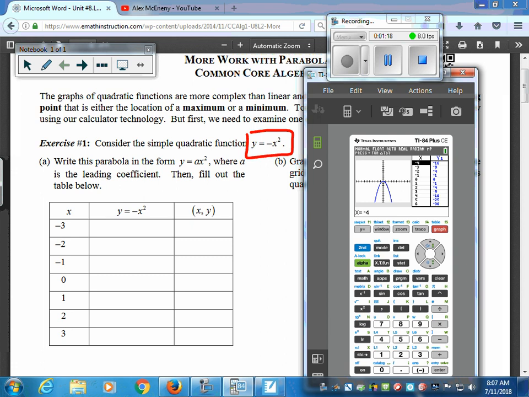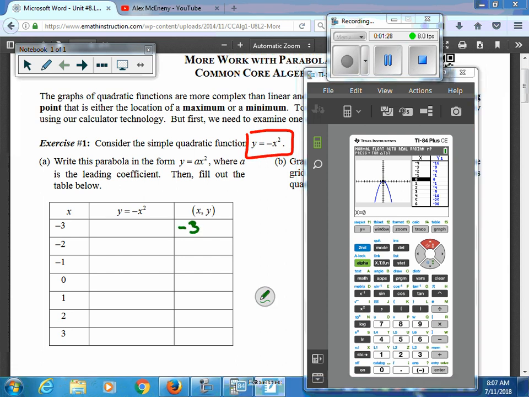And again, I can move the cursor up and down to plot each of the points. But when it comes down to it right now, I'm going to have negative 3, 9. I'm sorry, negative 3, negative 9. Negative 2, negative 4. I'm not going to really bother filling in the middle part of the table. It's not really necessary because the calculator is doing the work for us. But I am going to fill in the points because that would be the work that I'm showing.